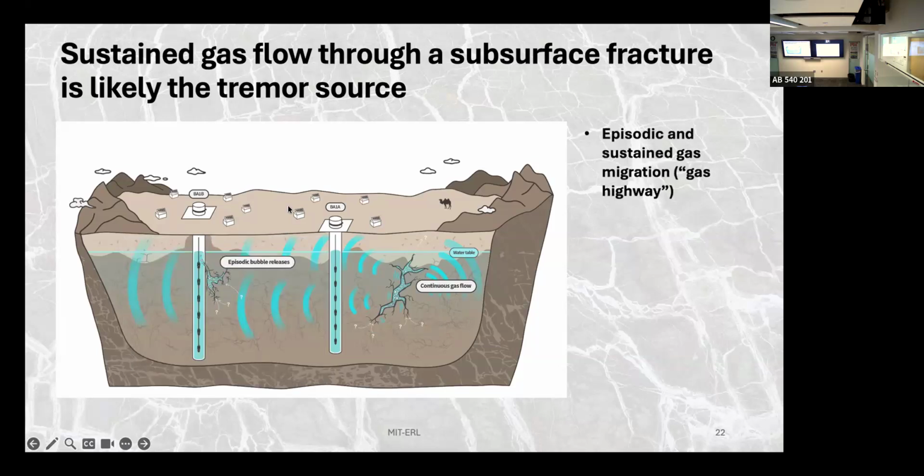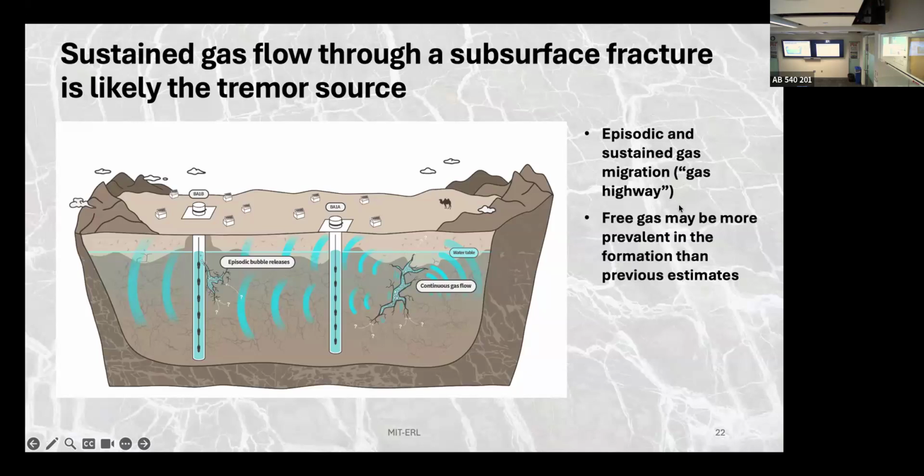And so there are several important implications of our results. First, we have shown that the gas migration in the subsurface in the peridotite formation can be both episodic and sustained, as shown by the bubble releases and our tremors. And this continuous gas flow probably represents one of those gas highways conceptualized by some of the previous works.